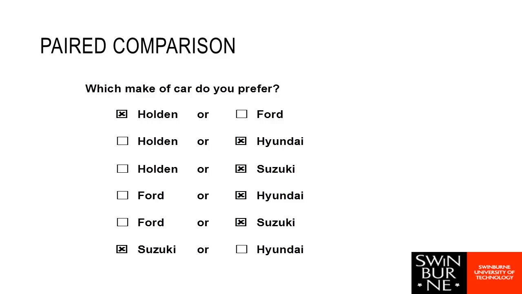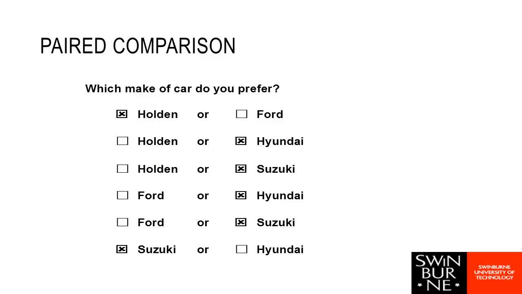There are 2 main difficulties with this method. The first is sometimes you might get some inconsistencies. You might find that the person prefers Holden to Ford, and they prefer Hyundai to Holden, but then they prefer Ford to Hyundai. That's inconsistent. That can be a problem with actually trying to get an order to someone's preferences if they've ticked the boxes in an inconsistent manner.